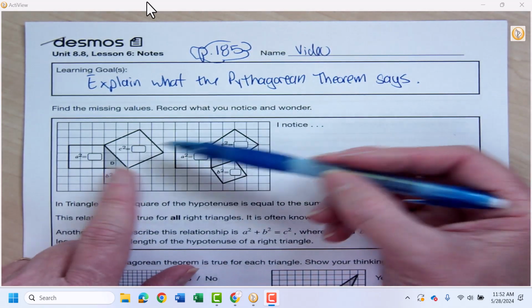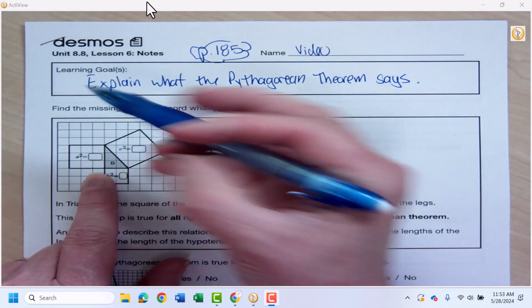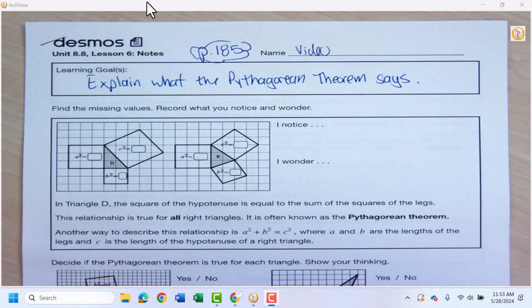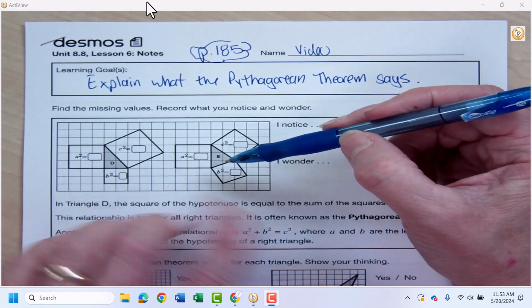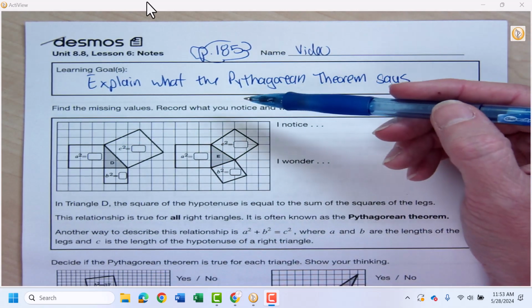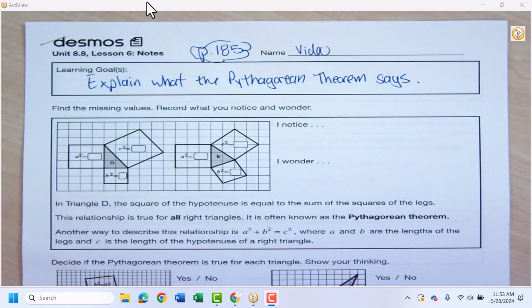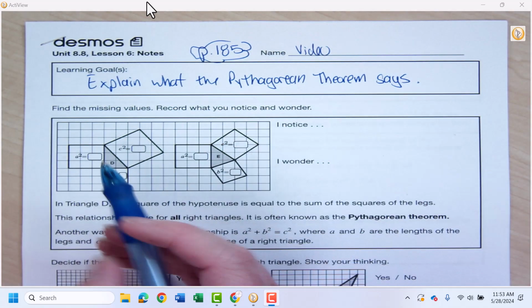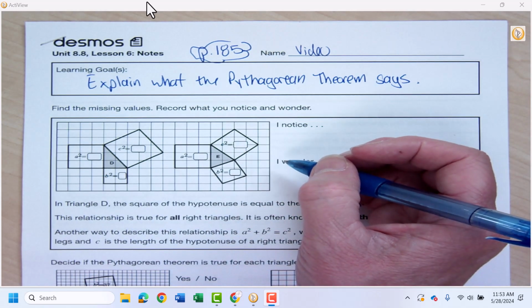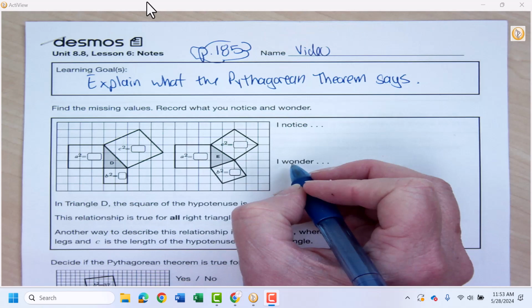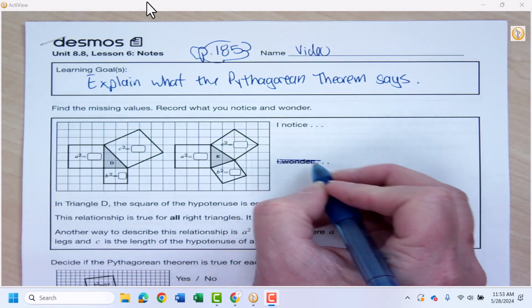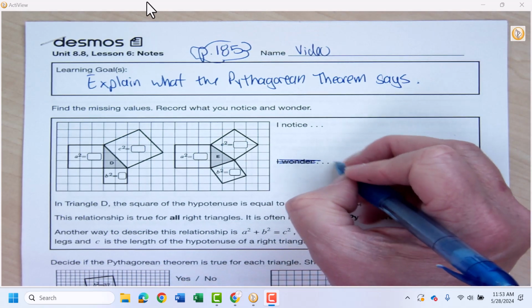So let's take a look at some squares that are made out of the sides of some triangles here, and we're asked to find the missing values. Now, I'm going to fudge this a little bit for my purposes here, so bear with me. And we're going to record what we notice about what we see. Well, let's start with triangle D here. Now, this is where I'm going to do a little bit of fudging. I need to say some things about right triangles. So I'm not going to wonder anything today. I'm just going to change this to some information about right triangles.